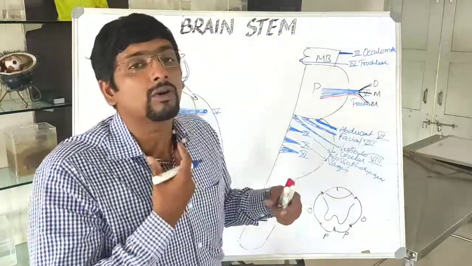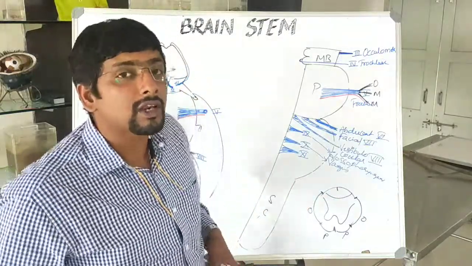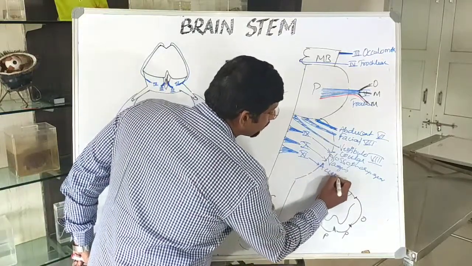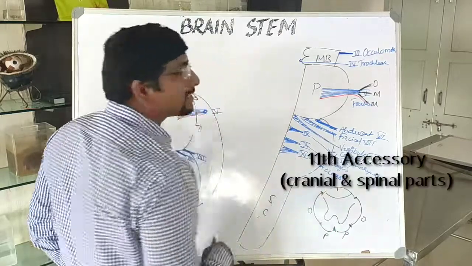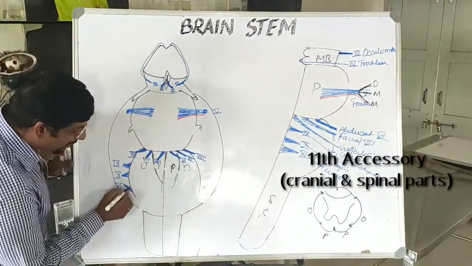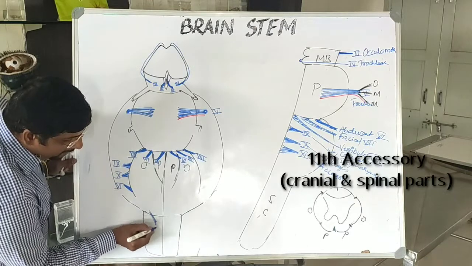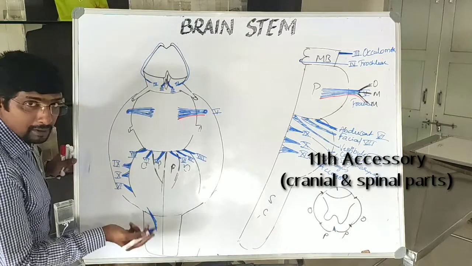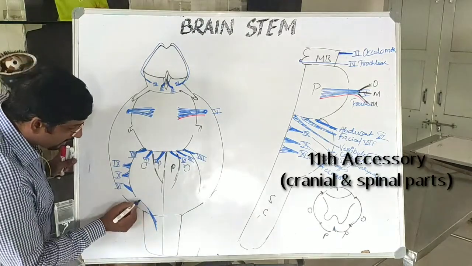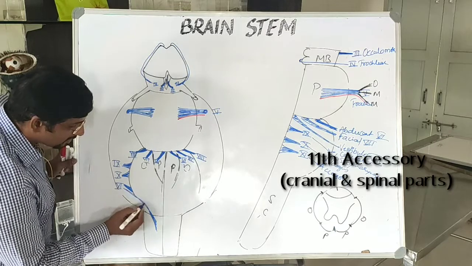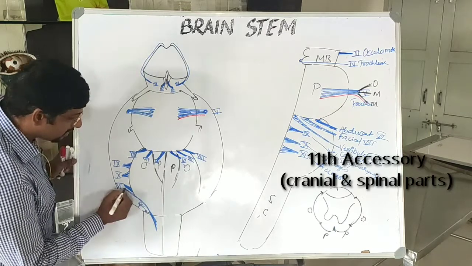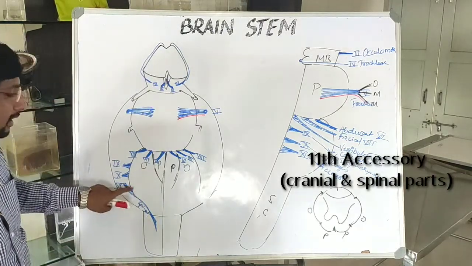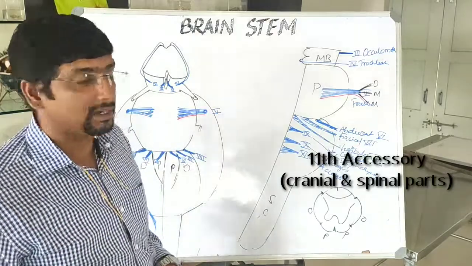The vagus supplies the visceral organs all around the thorax and abdomen. And the 11th one is the accessory nerve, which actually has two parts. This is the cranial part, you remember. The spinal part arises from C1, C2, C3, C4, where the spinal root of the accessory nerve arises and joins here. This is the spinal root, and this is the cranial root of the 11th cranial nerve. Together, the spinal and cranial components form the 11th cranial nerve.